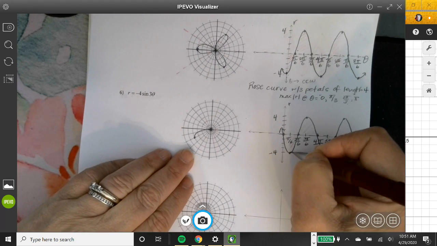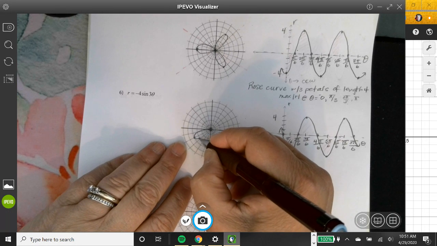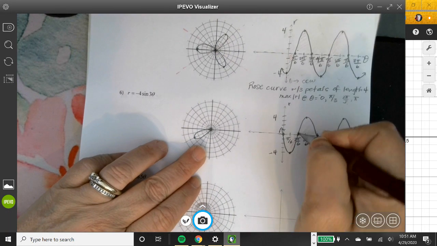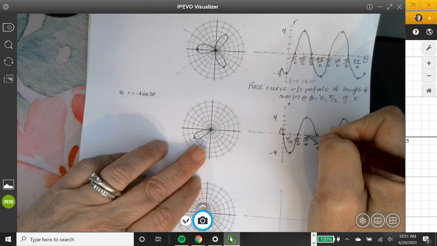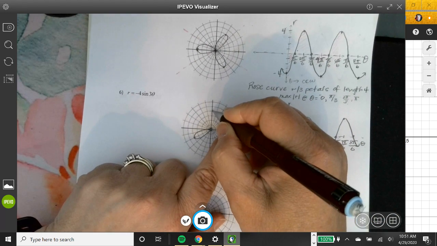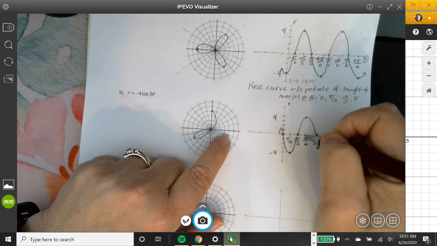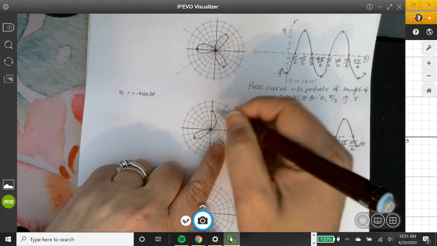And then what happens from here? We go back to the pole. There we go. And then we're going to go to the next point, which is going to be at 4. 1, 2, 3, 4. 3 pi over 6, which is up here. So we're going to rotate up here. And then we're going to go back to the pole.